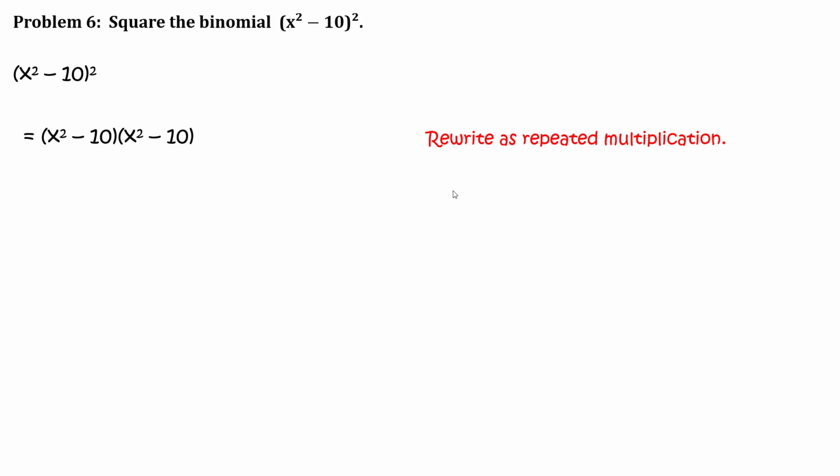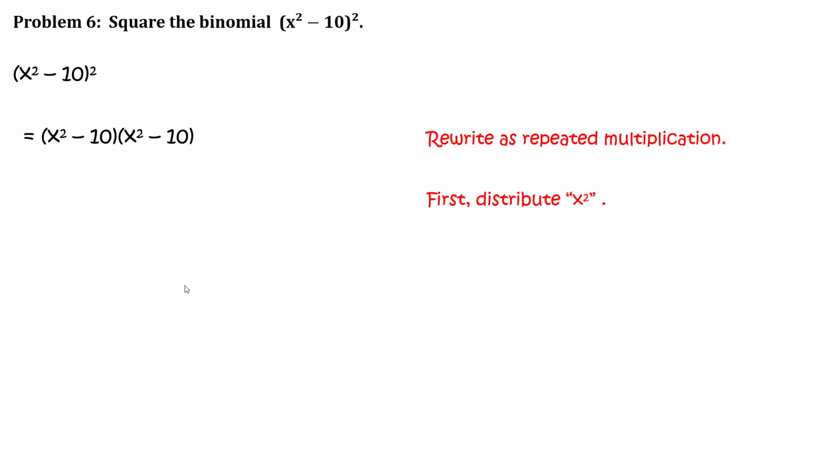Problem 6, and I lied, there's actually one more problem where we have to square a binomial. So you're asked to square the binomial x squared minus 10. So find x squared minus 10 squared. First, I'm going to write out the problem that's given to me, the quantity x squared minus 10 squared. Then I'm going to rewrite squaring as multiplication by itself, or repeated multiplication, x squared minus 10 times x squared minus 10.